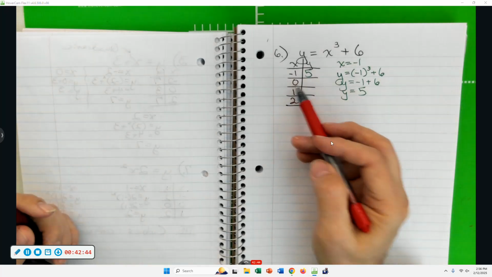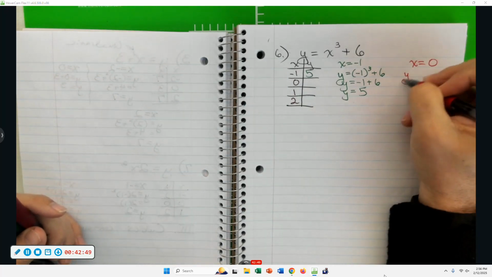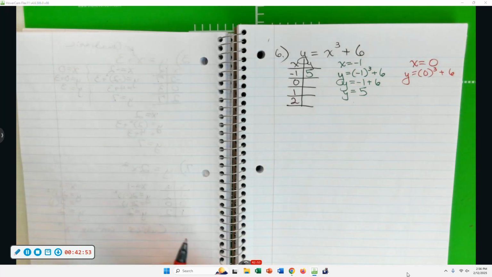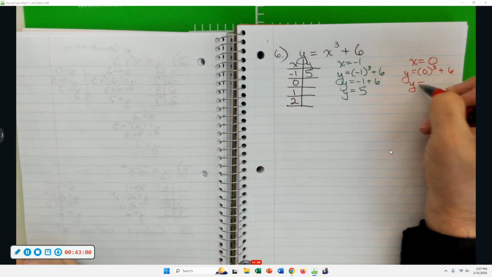Now let's plug in 0 for x. We get y equals 0 cubed plus 6. 0 cubed is 0, plus 6 gives me a y value of 6.